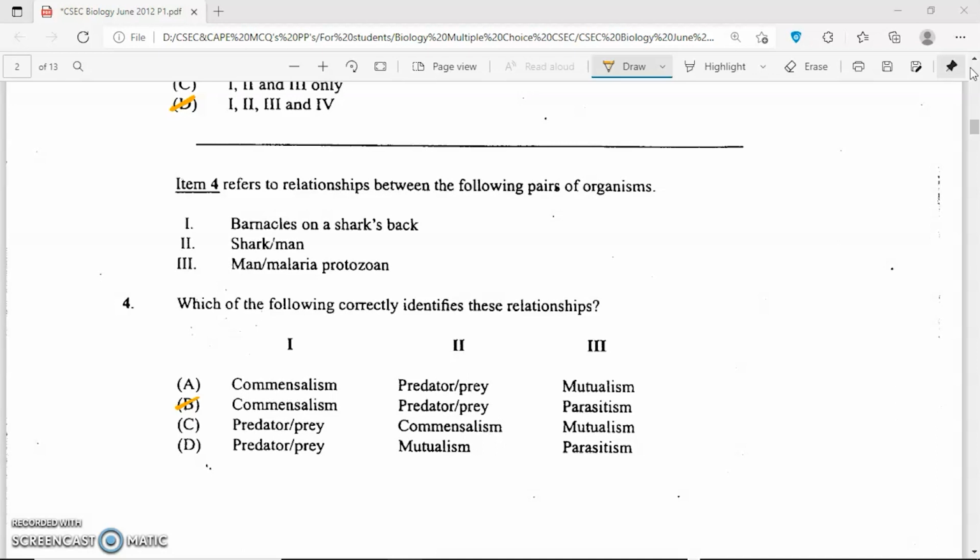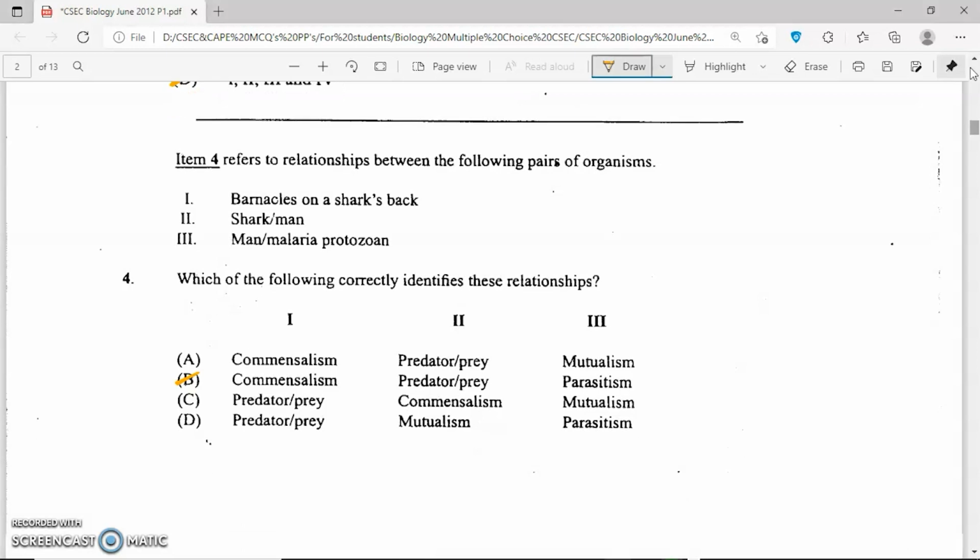The shark does not benefit from the relationship, neither is it harmed. However, the barnacles would feed on scraps of material suspended in the water as they take a ride on the shark's back. So that's commensalism, right? One organism benefits and the other does not benefit, neither is it harmed. The shark and man, that's a predator-prey relationship, and the man and the malaria protozoan, that's a parasitic relationship. So the answer here is B. Let's look at number 5.